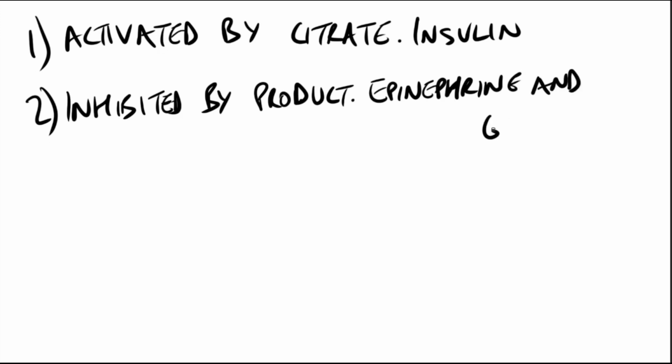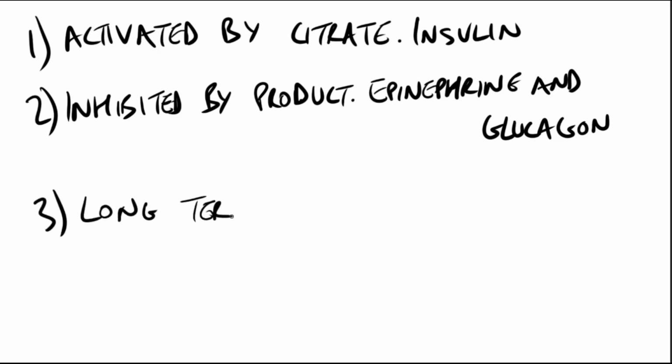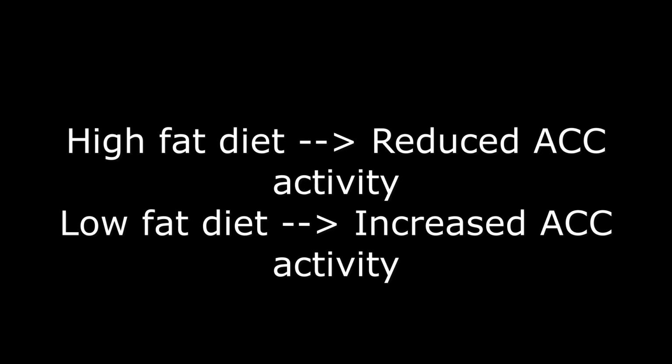There is also a long-term regulation. A diet containing excess calories and low fat causes an increase in acetyl coenzyme A carboxylase synthesis, hence increasing fatty acid synthesis, and in contrast, a low-calorie diet or a high-fat diet causes a reduction. For example, metformin is a drug used in type 2 diabetes. It lowers the serum TAG by inhibiting the ACC activity.